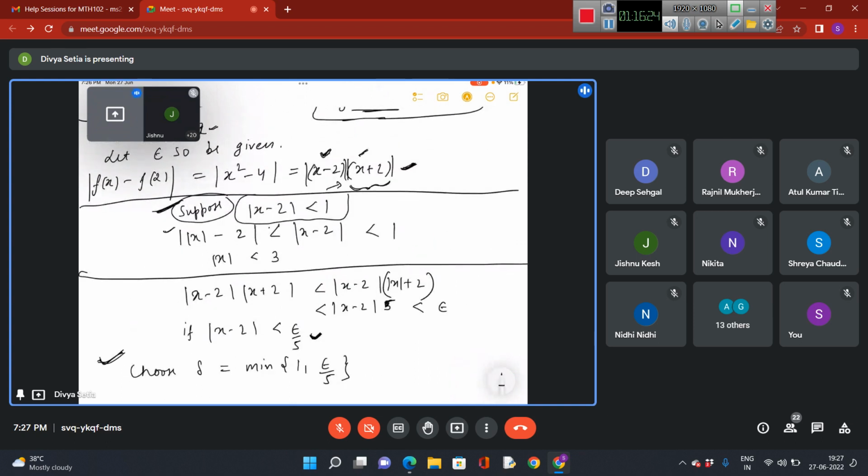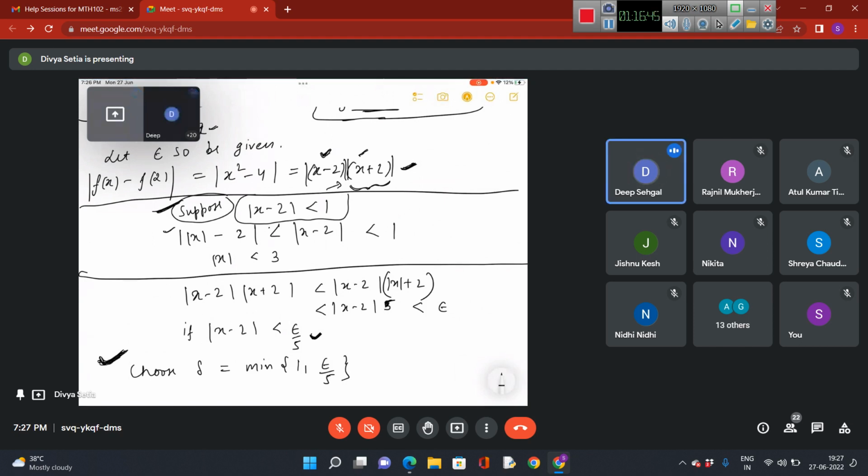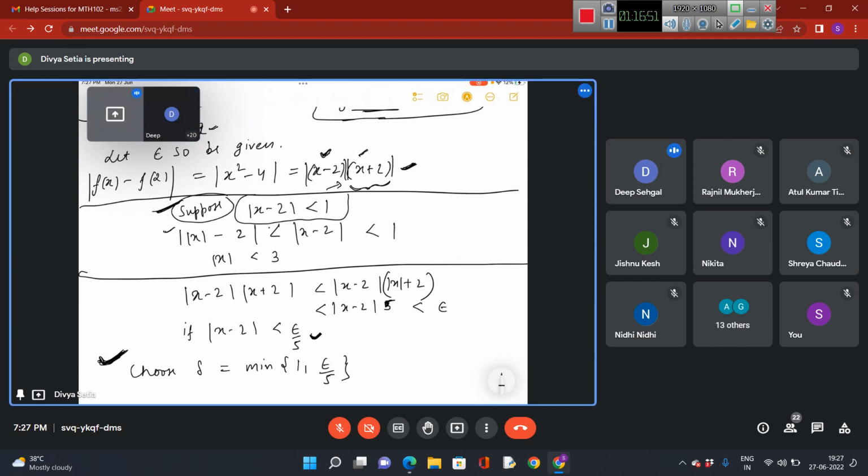In which proof have I already applied this technique? I have used this technique once in some of the proofs. Deep, do you remember in which proof I have used this technique? I think it was that. Wait, one second. The proof you asked today. Why we have chosen delta to be minimum of this? There we also use this technique.